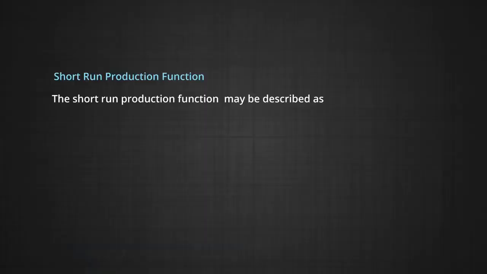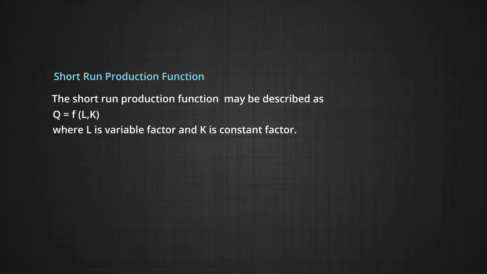So, in the short run, production takes place with the help of a fixed factor and a variable factor. The short run production function may be described as Q is equal to f of L and K, where L is typically a variable factor and K is usually the constant factor.